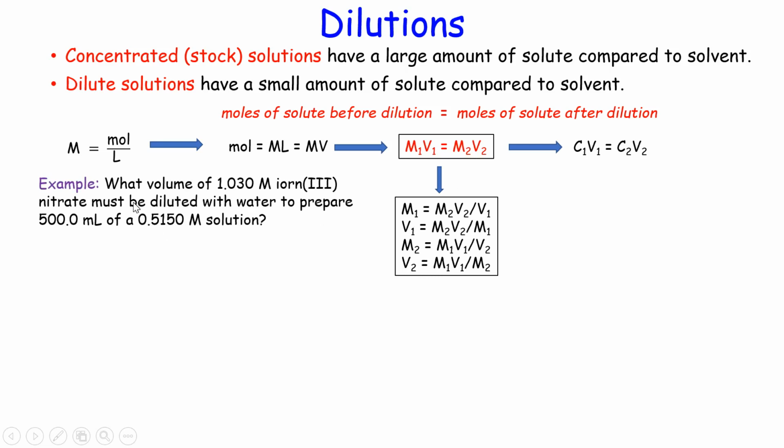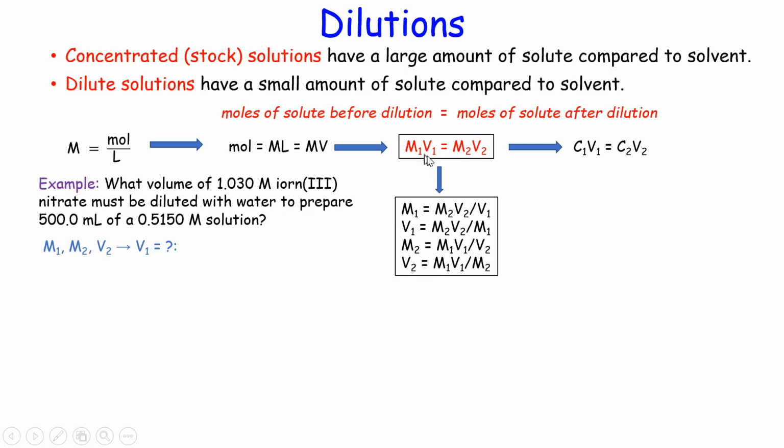Let's work on one problem. What volume of 1.030 molar iron(III) nitrate must be diluted with water to prepare 500 milliliters of a 0.5150 molar solution? Okay, so we are going to use this key equation. And now we know three quantities. We know the molarity before and after the dilution. Then we know the volume after the dilution, which means we also know V2. So we know M1, M2, and V2. We just need to calculate V1.